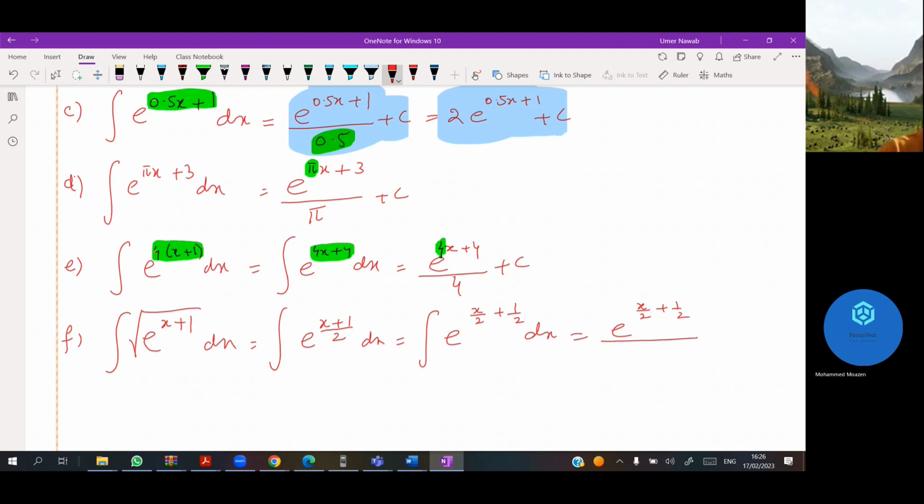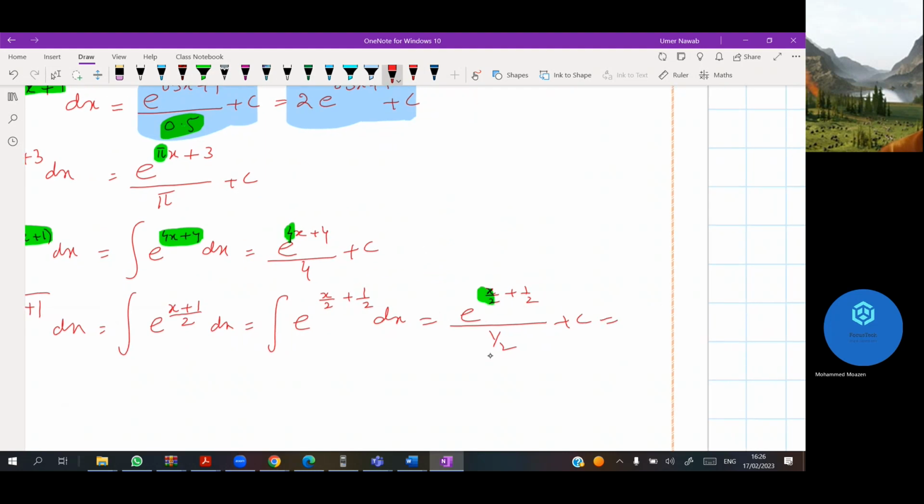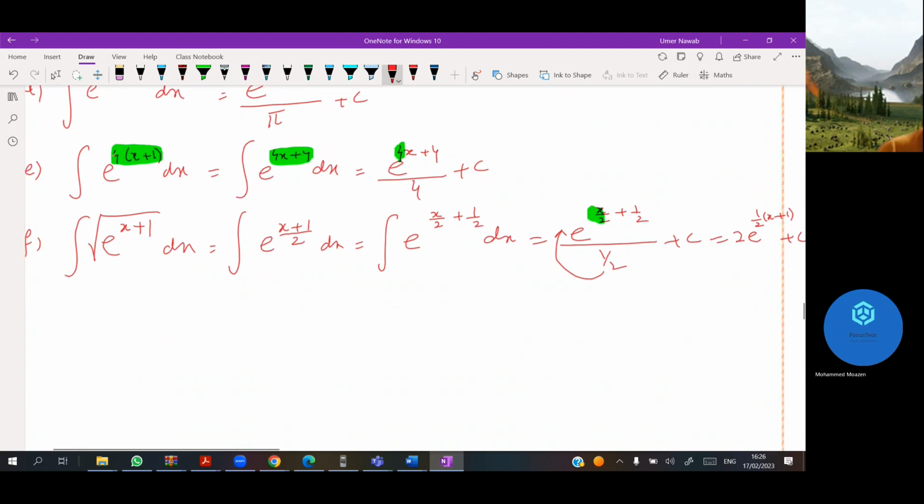What is the coefficient of x? The coefficient of x is 1 over 2. So I'm going to divide it by 1 over 2, plus c. If you want to make it even more beautiful, send the 2 to the top. So 2e, I can write half outside: 2e^(x/2 + 1) plus c.